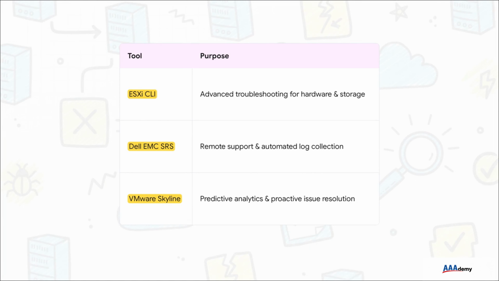And if you really want to level up your game, these are the tools you need to get comfortable with. You've got the ESXi command line for when you need to get super granular. There's Dell's Secure Remote Services, or SRS, which can be a lifesaver by automating support. And then there's VMware Skyline, which is almost like having a crystal ball. It uses analytics to predict problems before they happen. This is the expert's toolkit right here.